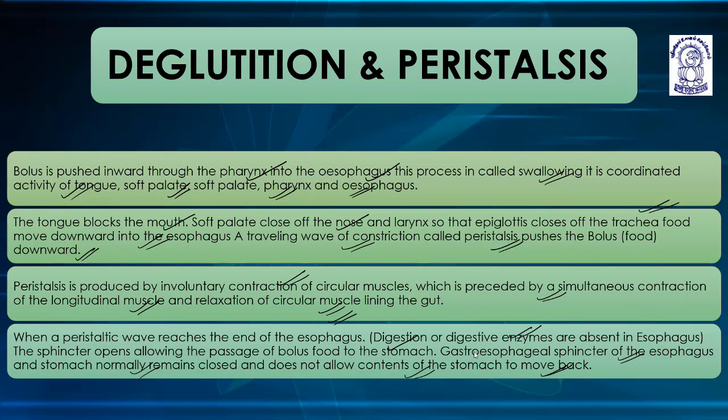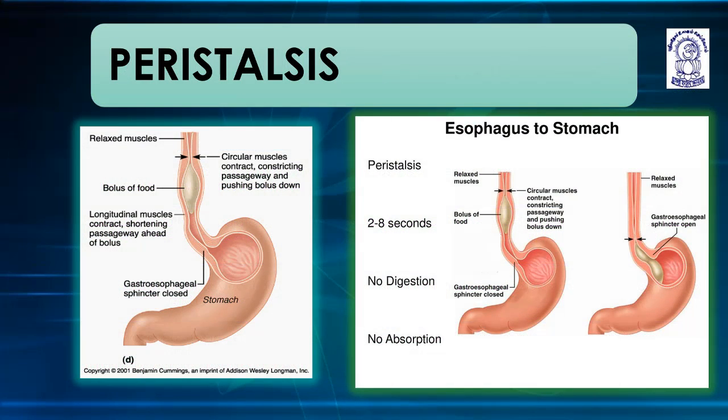When a peristaltic wave reaches the end of the esophagus, digestive enzymes are absent in the esophagus. The sphincter opens, allowing the passage of the bolus of food into the stomach. The gastroesophageal sphincter between the esophagus and stomach normally remains closed and does not allow the contents of the stomach to move back during reverse peristalsis. You can see the relaxed circular muscles contract. Constriction makes a passage, a way for the pushing down of the bolus of food.